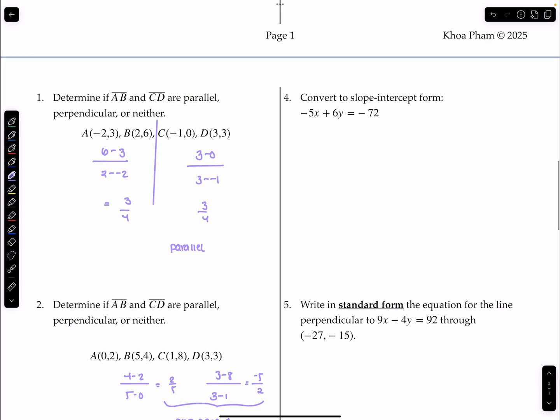Last two, converting to slope-intercept form. So we're going to add 5x here to both sides. So this is 6y equals 5x minus 72. And then when we divide everything out by 6, we get that y is equal to 5 over 6x minus 12.